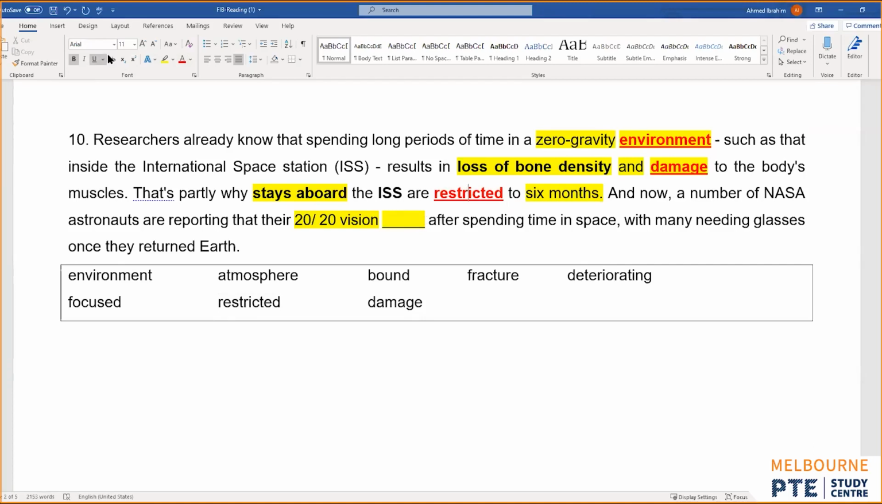Okay, now next one. It says a number of NASA astronauts are reporting that their 20 by 20 vision, as in their eyesight, dash after spending time in space. What do you think?